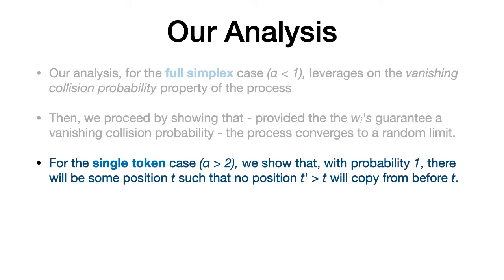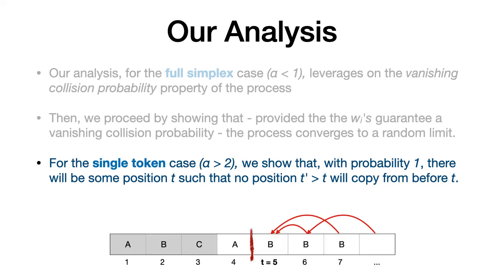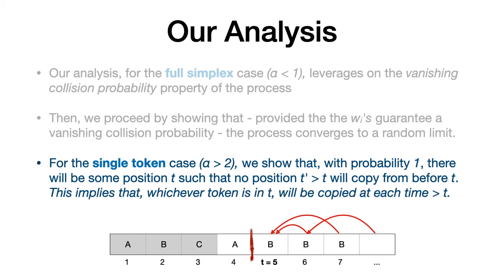Now for the single token case, that is alpha more than 2, we show that with probability 1, there will be some position t such that no later position will copy from before t. In other words, position t will sort of act as a wall, forcing each subsequent position to end up in t itself. This implies that whichever token is in t, that particular token will be copied over and over again up until infinity, starting from t.